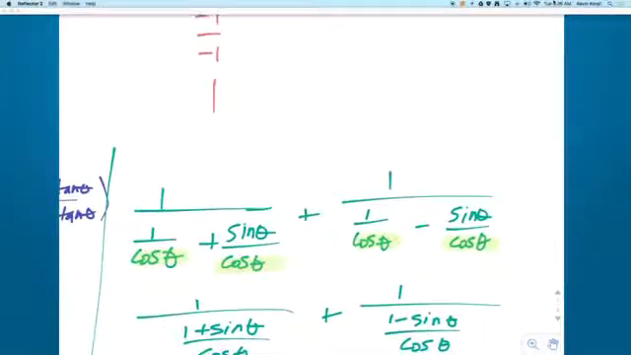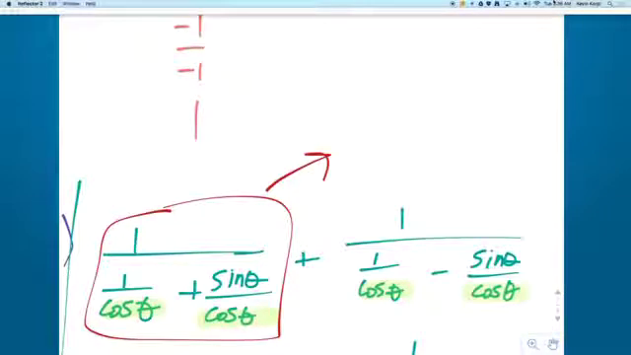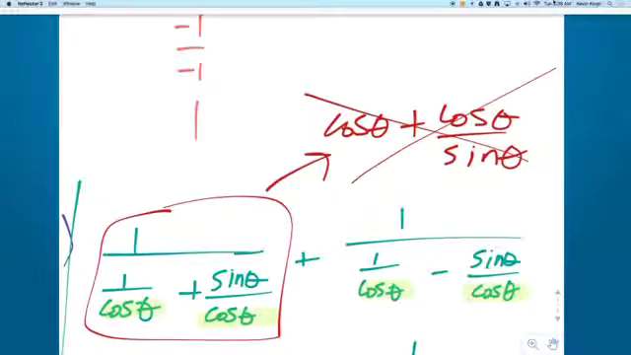But here is the common mistake that students would make. They would go from there, and they would just say, oh, state change flip. So it becomes cosine plus cosine over sine. And that's wrong, because you have multiple terms. You can't just flip them both and bring them to the top.